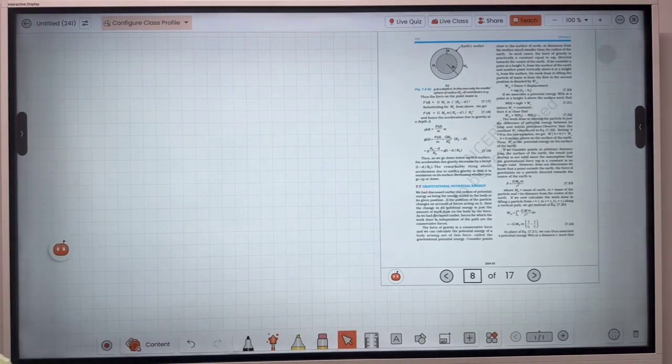Now our next concept is gravitational potential.